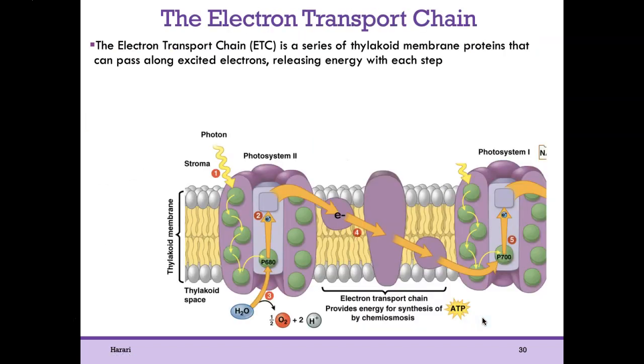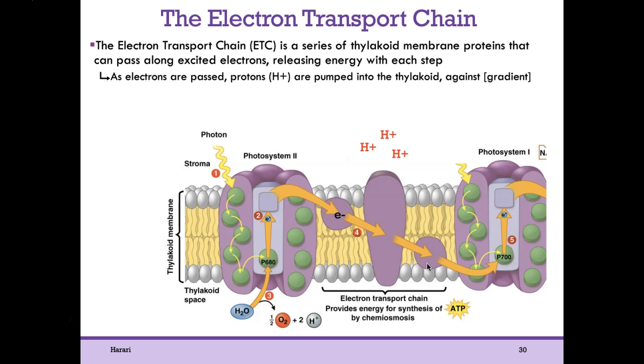So let's talk about the electron transport chain more closely. So the electron transport chain, or ETC, is a series of thylakoid membrane proteins that can pass along excited electrons, almost like hot potato, releasing energy with each step. And as electrons are being passed, protons are being pumped into the thylakoid against the concentration gradient.